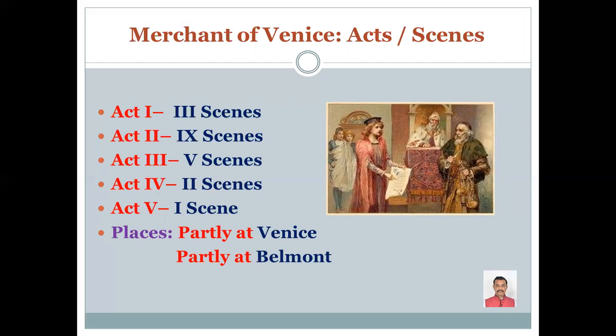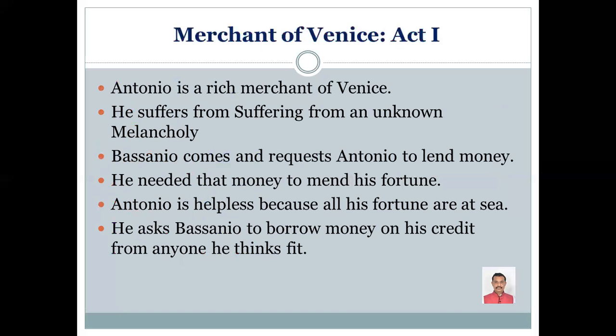Then the places that come into the drama. The drama happens in only 2 places. It partly happens at Venice. It partly happens at Belmont. So these are the 2 places that come up very often, and all the incidents or events in the drama happen partly at Venice and partly at Belmont. So this is all about the introductory part of the drama. Now we will try to learn the various acts.